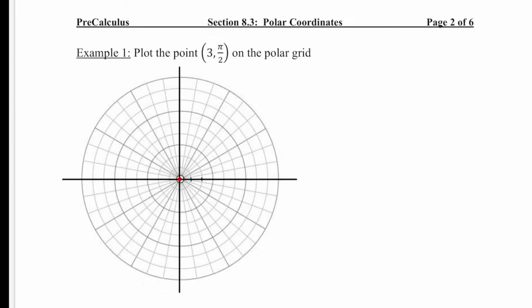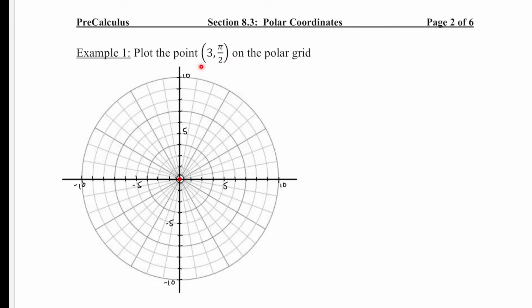1, 2, 3, 4, 5, 6, 7, 8, 9, 10. 1, 2, 3, 4, 5 is -5 here. 6, 7, 8, 9, 10, -10. Then 1, 2, 3, 4, 5, 6, 7, 8, 9, 10 on the vertical axis, and 1, 2, 3, 4, 5, -5, 6, 7, 8, 9, 10, -10.